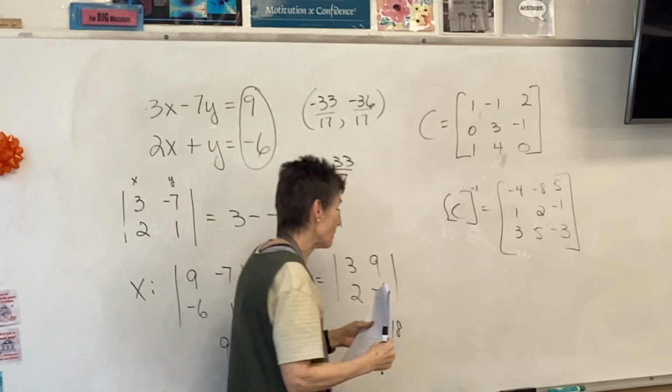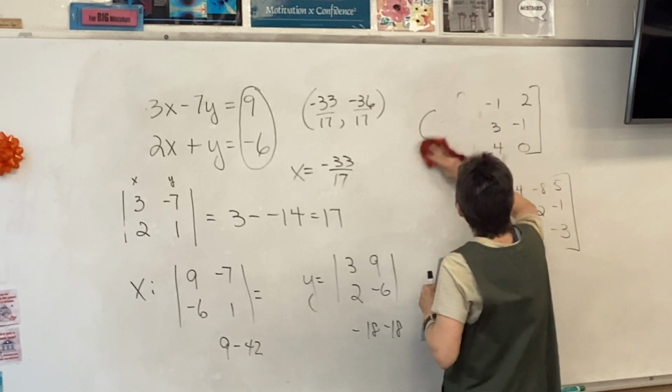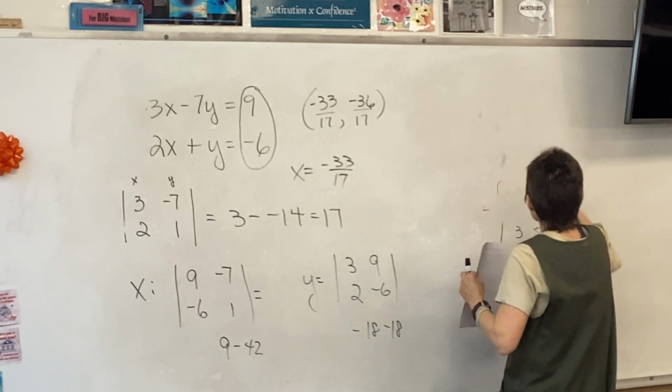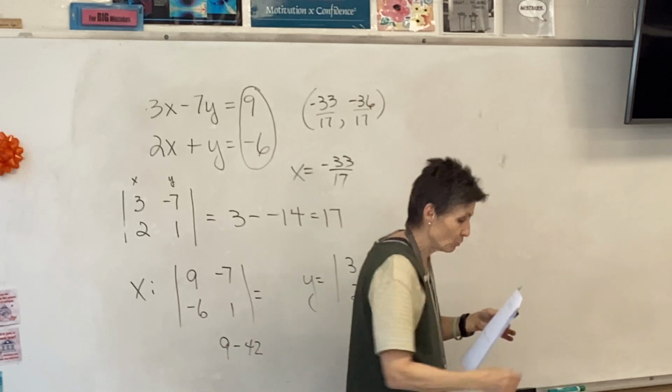Okay, would you try B? Right now, you and your partner try B. I'm a partner, but I'll do it. Using Cramer's rule, find B. Do B.